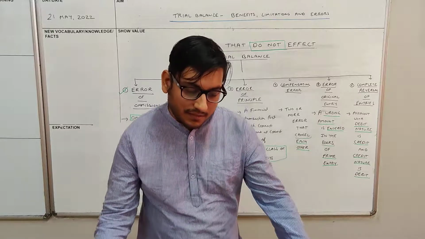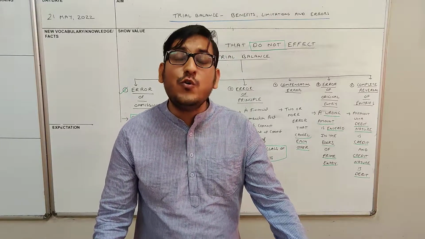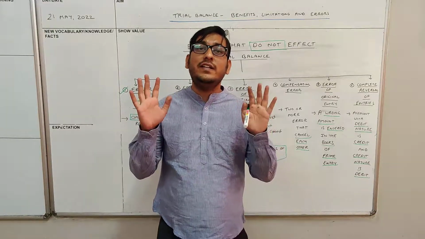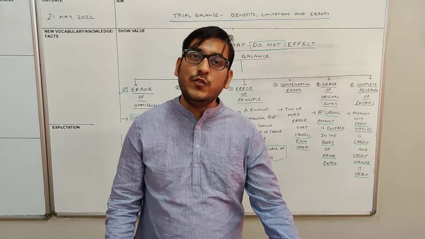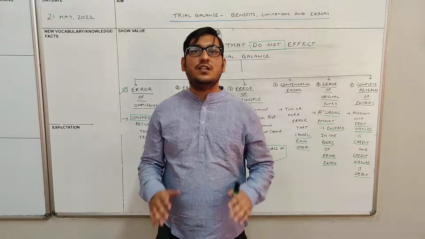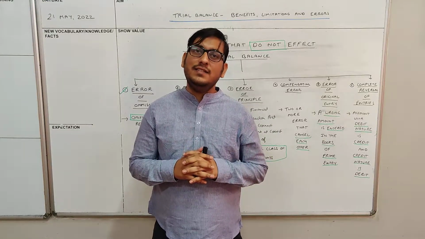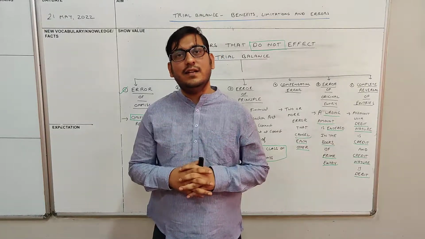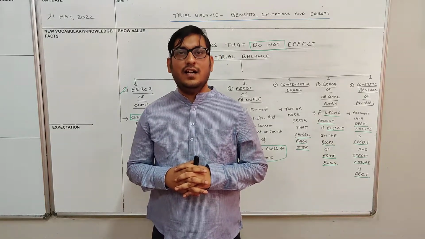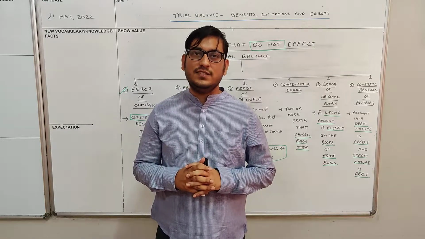But what happened? The transaction is forgotten. We have omitted or forgotten the transaction. We neither debit the equipment nor credit the cash. What happens? The trial balance will ultimately match because no transaction affects either the debit side or the credit side. I hope, students, you understand this concept.